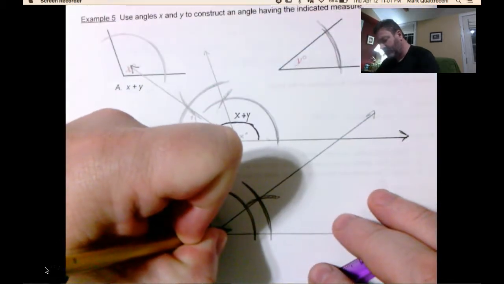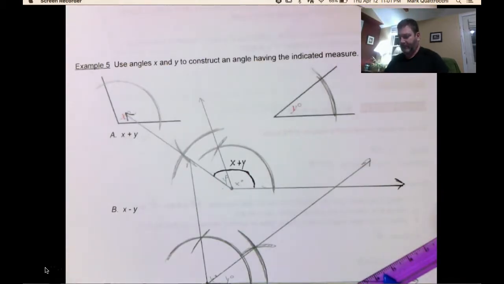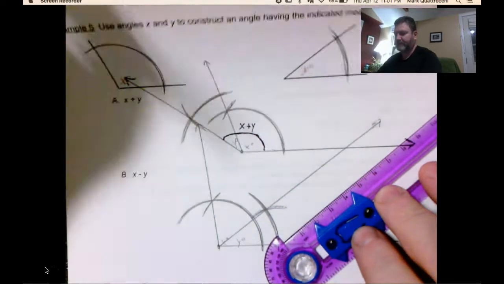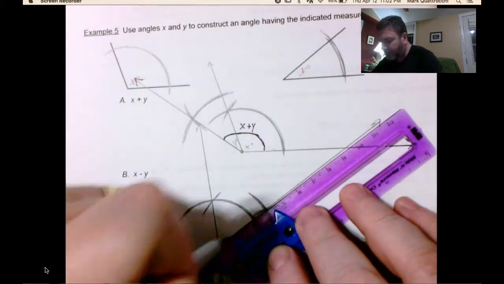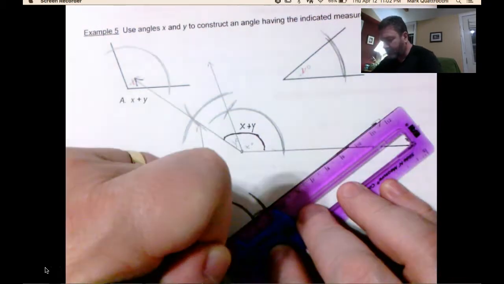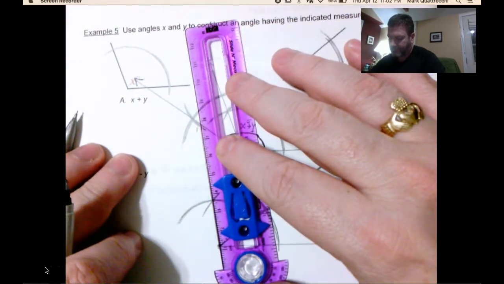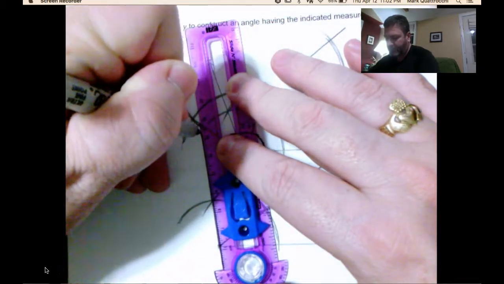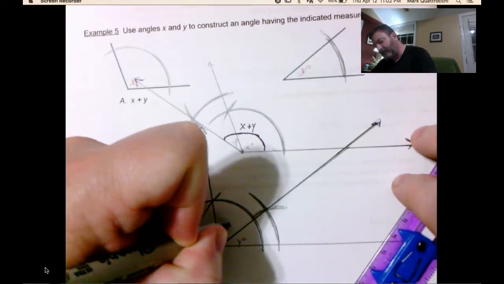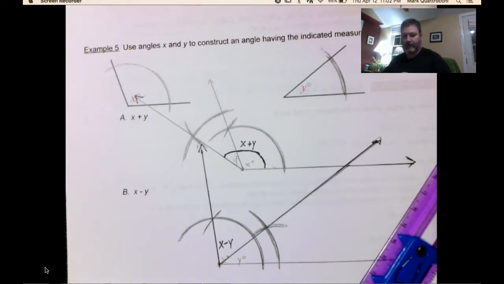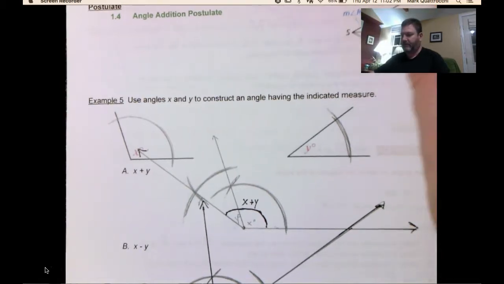So this one here is angle Y. Now I'm going to highlight, because there's a bunch of different angles drawn in here. Which one is X minus Y? There's one of the rays. Here's the other ray. And this one here is X minus Y. So that is example 5, A and B.